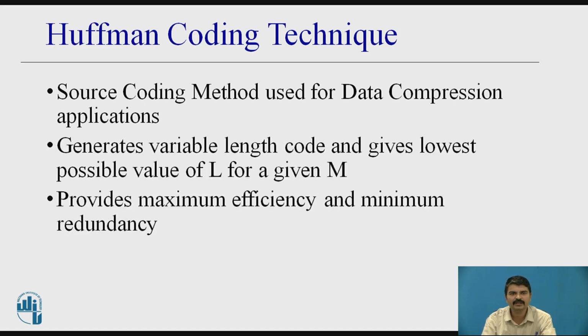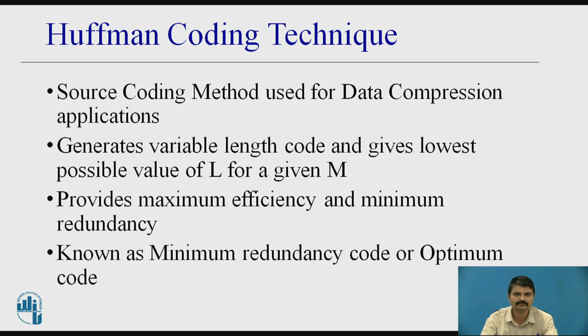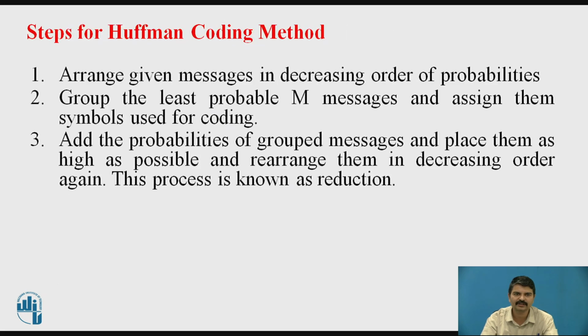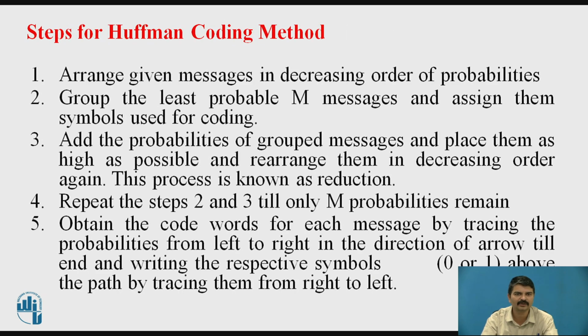Huffman coding is the source coding method which is used for the data compression applications, which generates the variable length of the code and gives the lowest possible value of L for a given M, and it provides the maximum efficiency and the minimum redundancy, which is also known as minimum redundancy code or optimum code. What are the steps? Here you can see the steps for the Huffman coding.